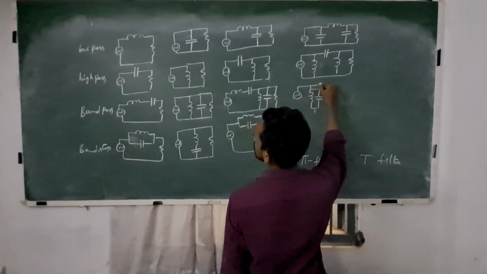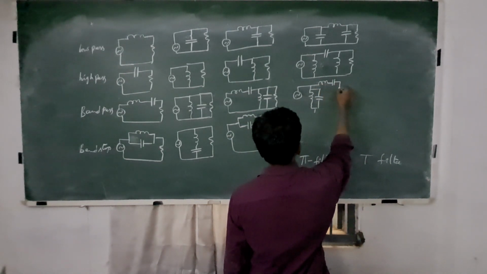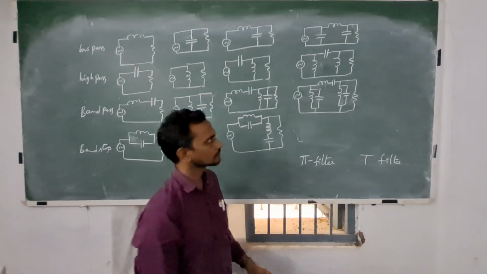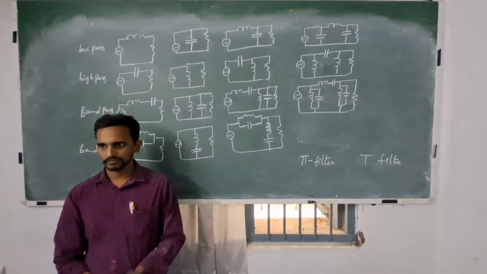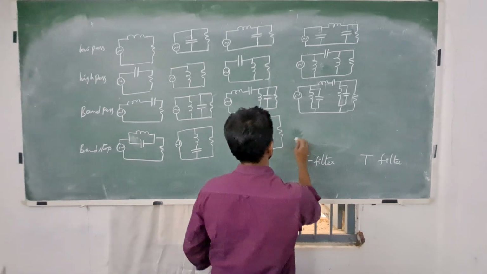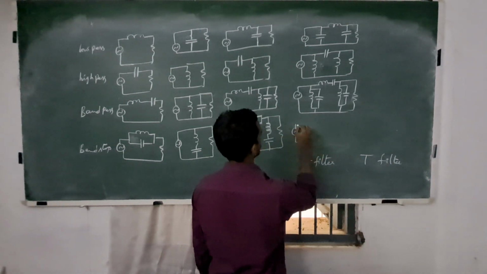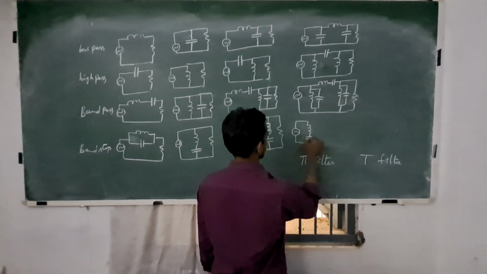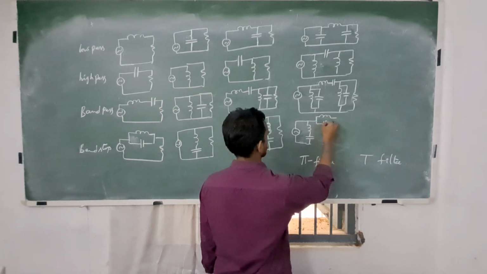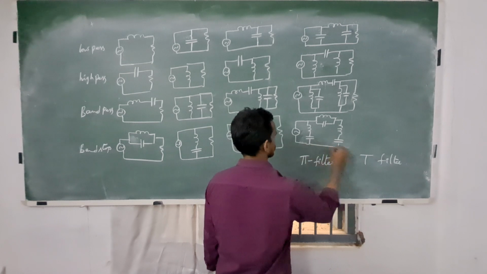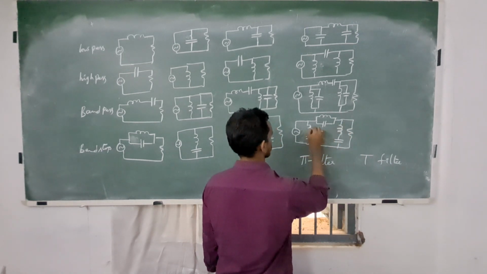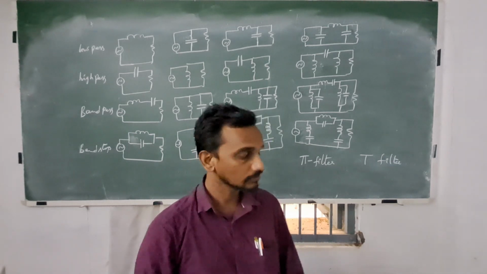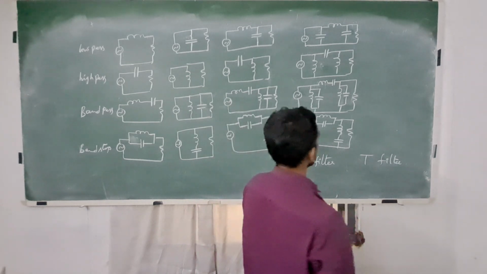So this is the pi filter for band pass. Last option, T filter: low pass, high pass and band pass.